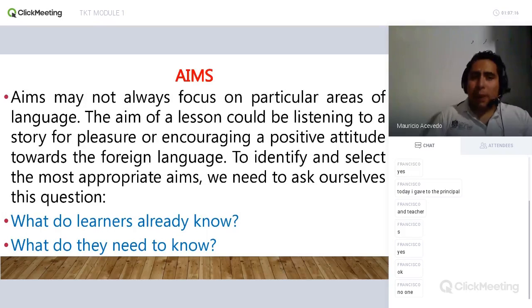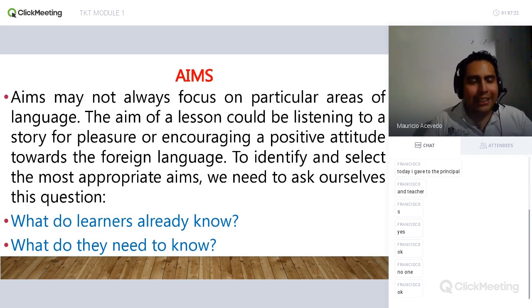Okay, this is very important because we might get confused when we are talking about aims. We think that they should be very educational, very, very formal, and this is not the case. Aims may not always focus on particular areas of a language. The aim of a lesson could be listening to a story for pleasure or encouraging a positive attitude toward the foreign language. To identify and select the most appropriate aims, we need to ask ourselves this question: what do learners already know, and what do they need to know?